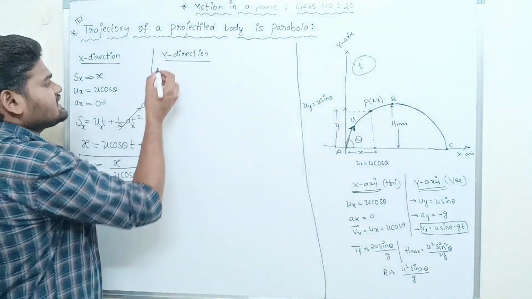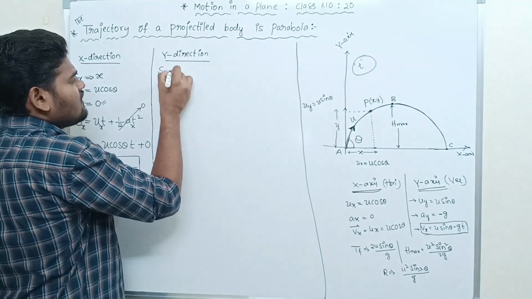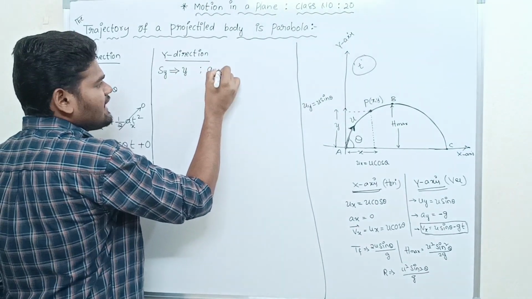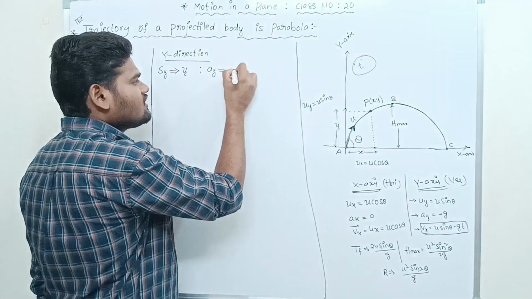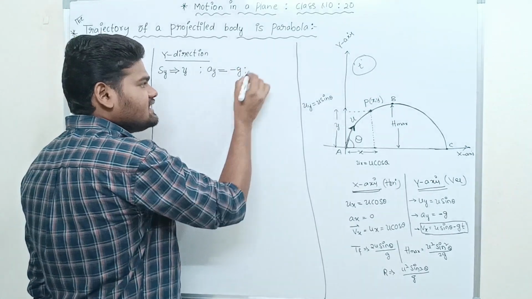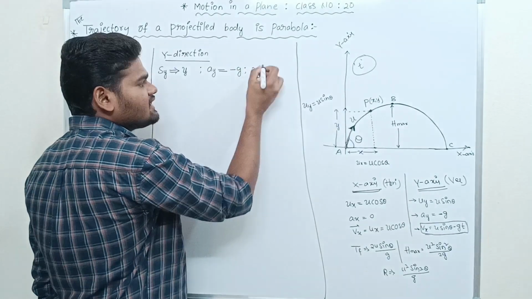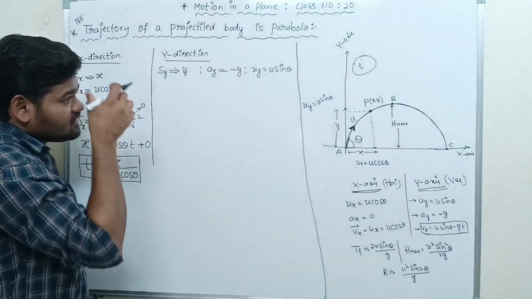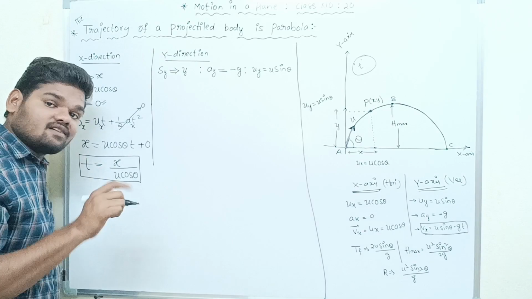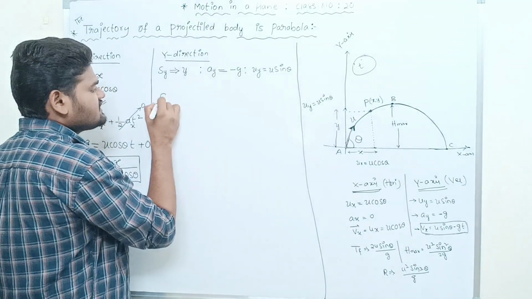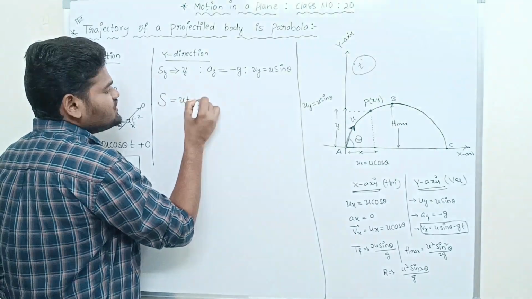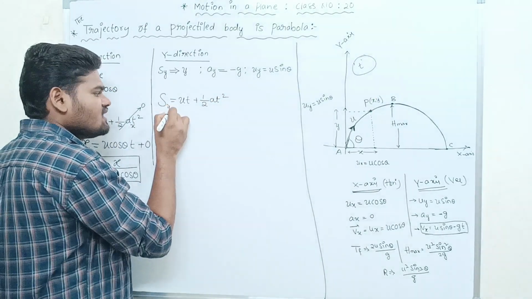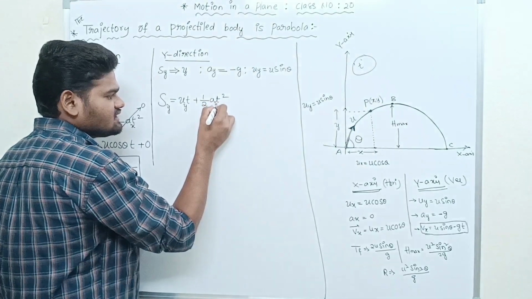If it comes to y direction, the displacement of the object along y direction is y. The acceleration due to gravity along vertical direction, or y direction, is minus g. What is the initial velocity component along y direction? Uy is equal to u sin theta. Are you getting any doubts? Okay. Again I am taking the equation of motion, S is equal to ut plus half at square. This is along y direction, vertical direction.